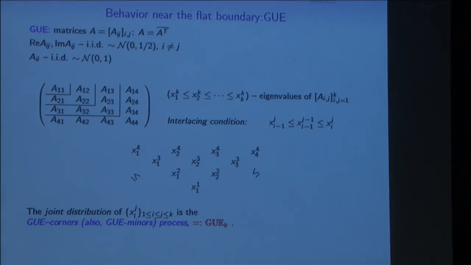If we are drawing our random matrices from this Gaussian unitary ensemble distribution, this gives a distribution on the eigenvalues, and the entire triangle that we have here is what is called the GUE corners or GUE minors process. It's basically just this distribution on these numbers. Is this some distribution of Dyson? Yes. Okay, so I just stole the punchline.